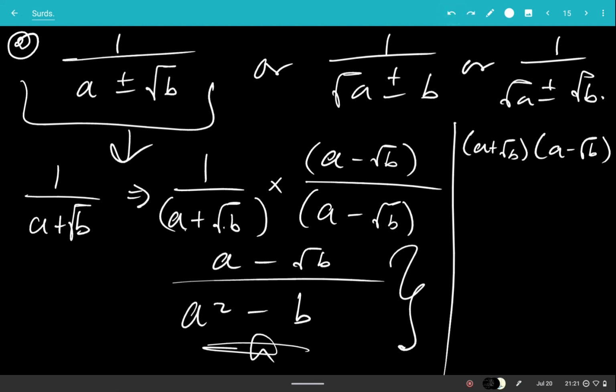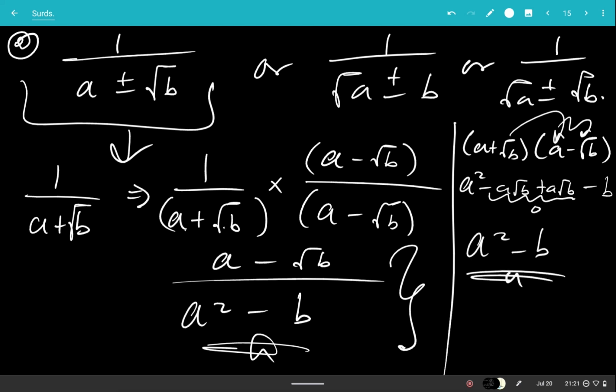So this is going to be a times a, giving you a squared. A times minus root b, that will be minus a root b. Then again, I'll do the same thing with root b, multiplying this one and that one. Root b times a, that will be plus a root b. And root b by minus root b will be minus b. Now, this part here is going to give me a 0. So I get a squared minus b. That's why I said the first with the first and the last with the last.